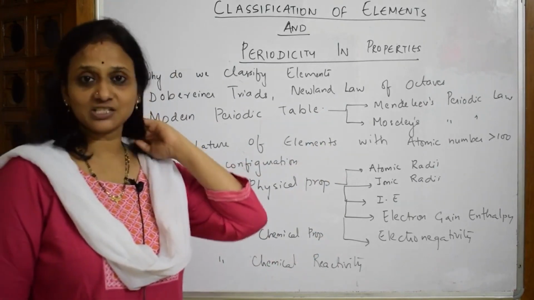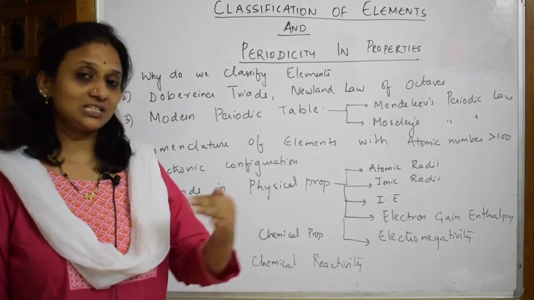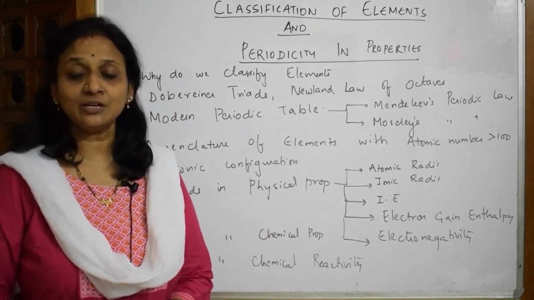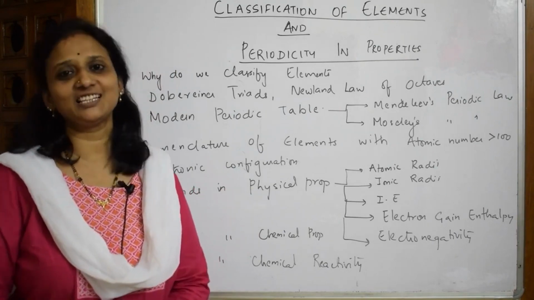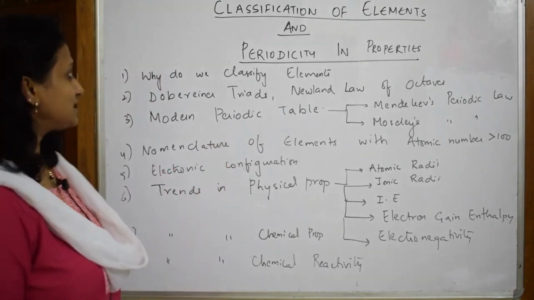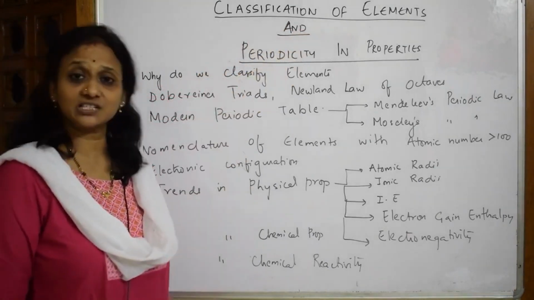What do we have in this chapter, and to what extent am I going to take you? The journey will be there. Till now I've completed 5 chapters in grade 11, 9 more chapters to go. With every chapter I do, there will be some speciality in the chapter. Remember that. So the first thing is periodicity and properties, that is classification of elements and periodicity in properties.